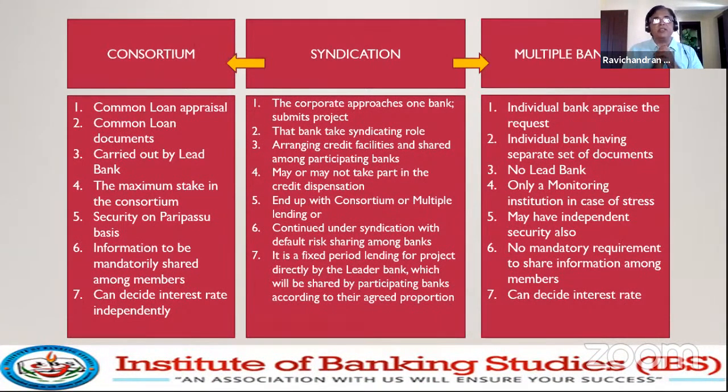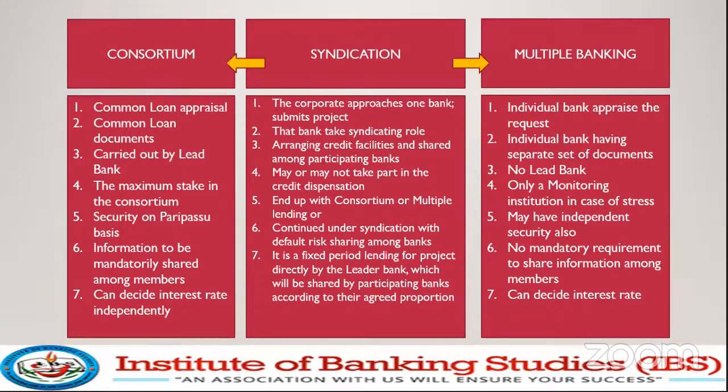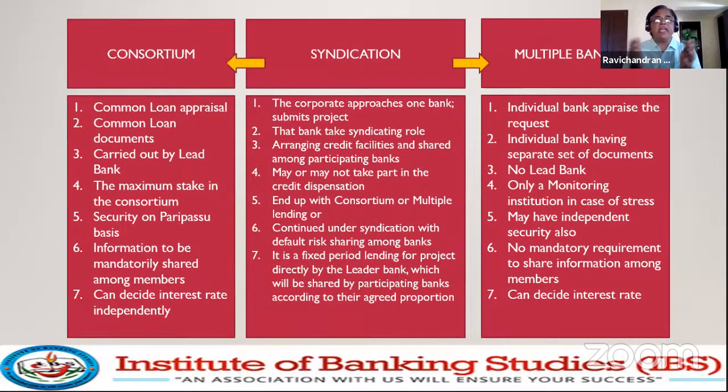In the last paragraph, if you see this, it is fixed period lending for a project directly by that leader bank, which will be shared by participating banks according to their agreed proportion. One example I can cite for better understanding of syndication. Suppose the total outlay is 1,000 crores and 5 member banks are there. One bank is the syndicating bank. Sometimes that bank might have taken an exposure of 300 crores. So the remaining 700 crores will be shared by other banks. Other banks will contribute their share to the leader bank, and the leader bank will disburse the amount to the customer.